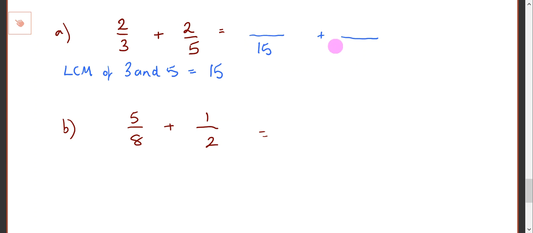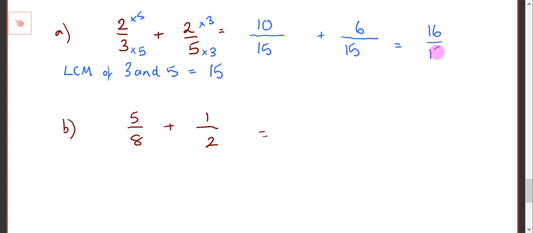15. All right, so all I have to do now is figure out, what do I do to 3 to get 15? Multiply by 5. What do I do to 5 to get to 15? Okay, so once you've got that sorted, the tops are easy, aren't they? Because what do I multiply this numerator by? 5. So that becomes? 10. This one multiplies by? 3. To become? We now add those together and get?